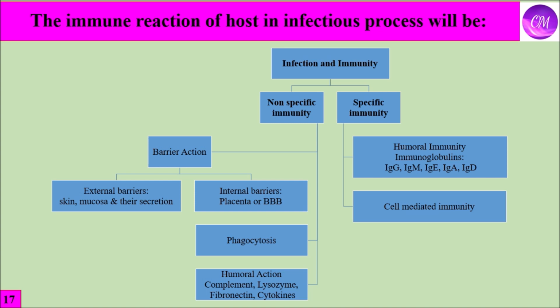immunity: we have non-specific immunity and specific immunity. Non-specific immunity includes barrier action, such as the external barriers (the skin, mucosa, and hair secretion) and internal barriers (the placenta or blood-brain barrier), phagocytosis, and some humoral action: complement, lysozyme, fibronectin, and cytokines. And the specific immunity, which we'll discuss later in the general pathology course, includes humoral immunity, immunoglobulins, and cell-mediated immunity.